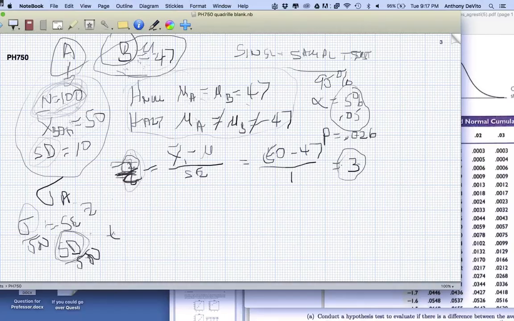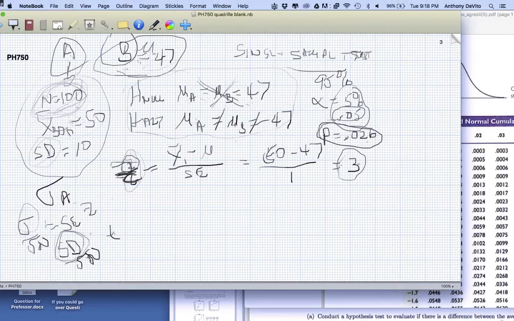0.026, 2.6%. So my anticipated level of error, the likelihood of being wrong if I say that these are different, not the same, the chances of my being wrong and this result being due to chance is only 2.6%, which is less than my acceptable level of error, which is 5%. So I reject my null hypothesis and accept my alternative hypothesis.